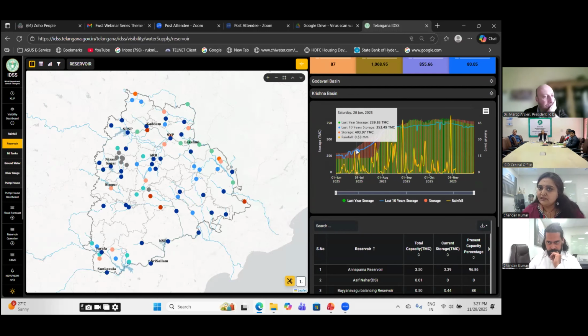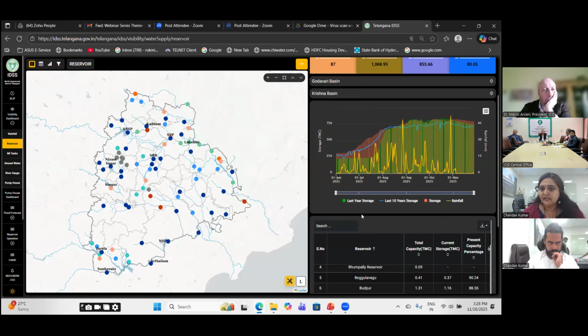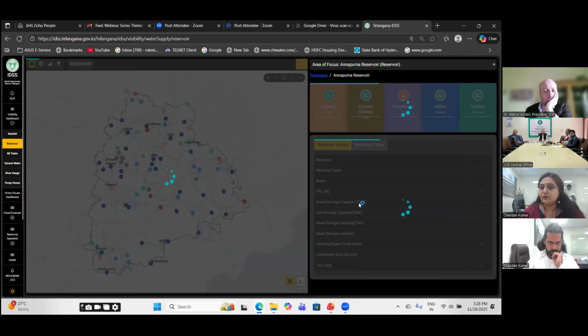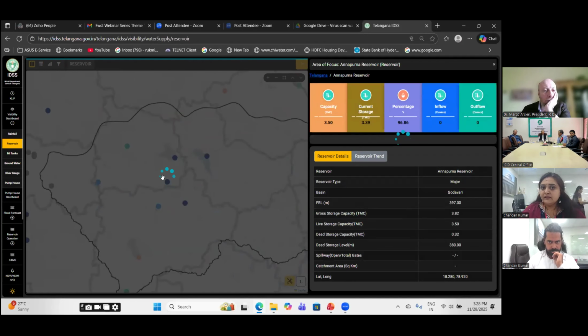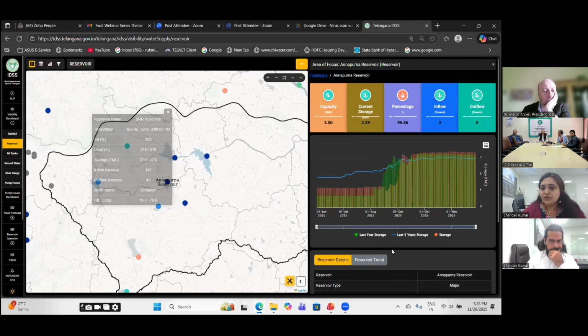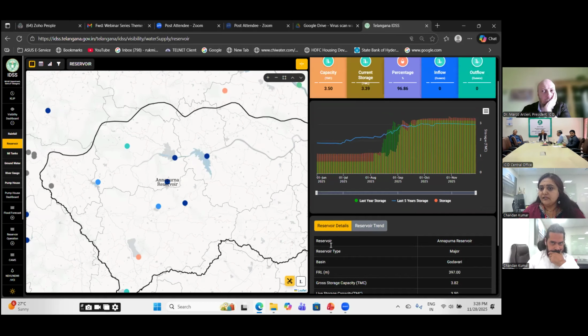If you want to understand, you can just put on that particular place and then understand the last year storages to the next last year 10-year storages. So this is being compared in this graph. Also, we have a facility where if I want to drill down into a particular reservoir, the same information which you want to check in the form of table here is being depicted.